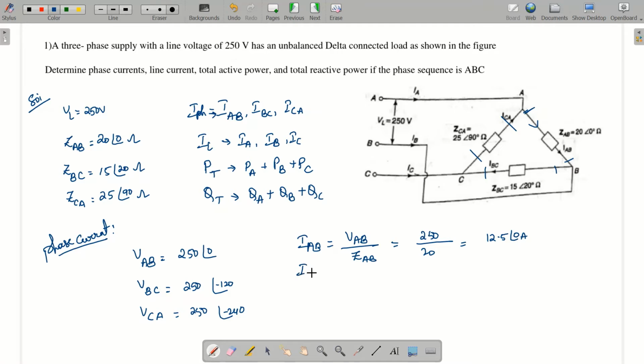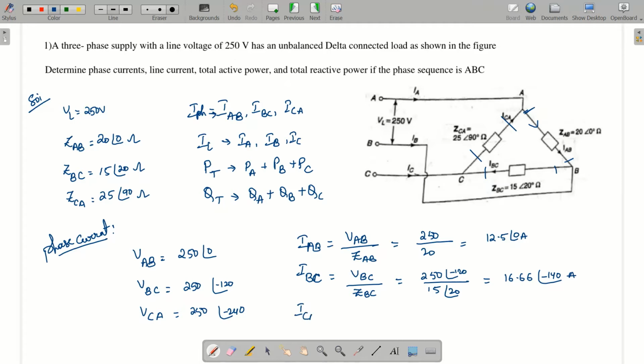Similarly, phase current IBC equals VBC divided by ZBC, which is 250 at an angle of minus 120 divided by the impedance 15 at an angle of 20. So 250 divided by 15 is 50 by 3, and you will get 16.68 at an angle of minus 120 minus 20, that is minus 140 amperes.